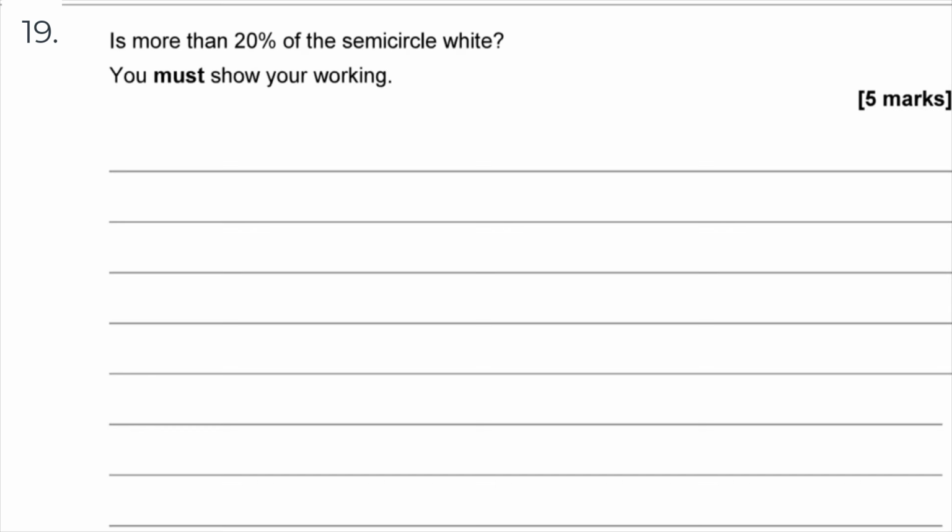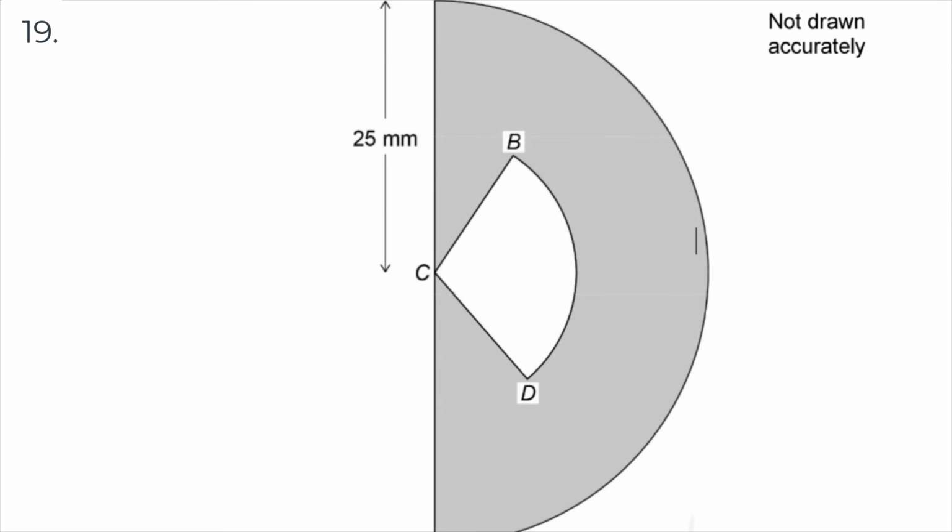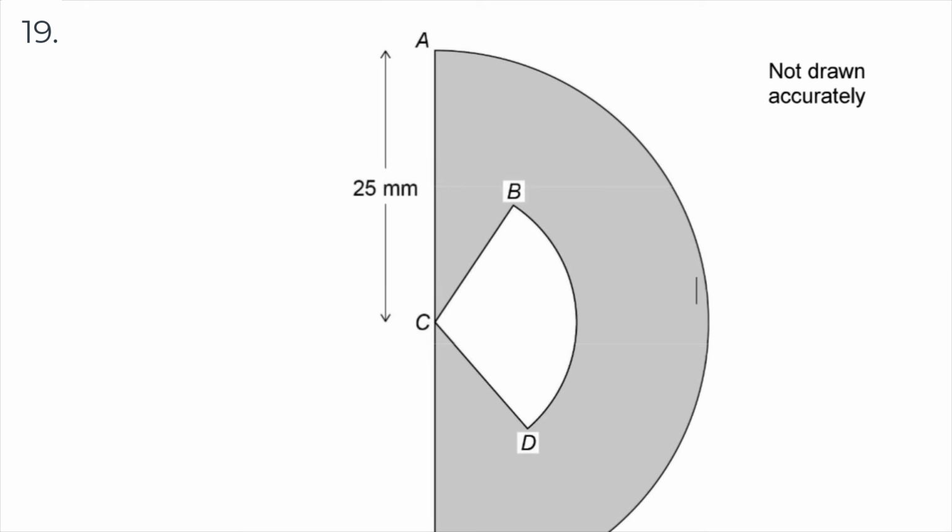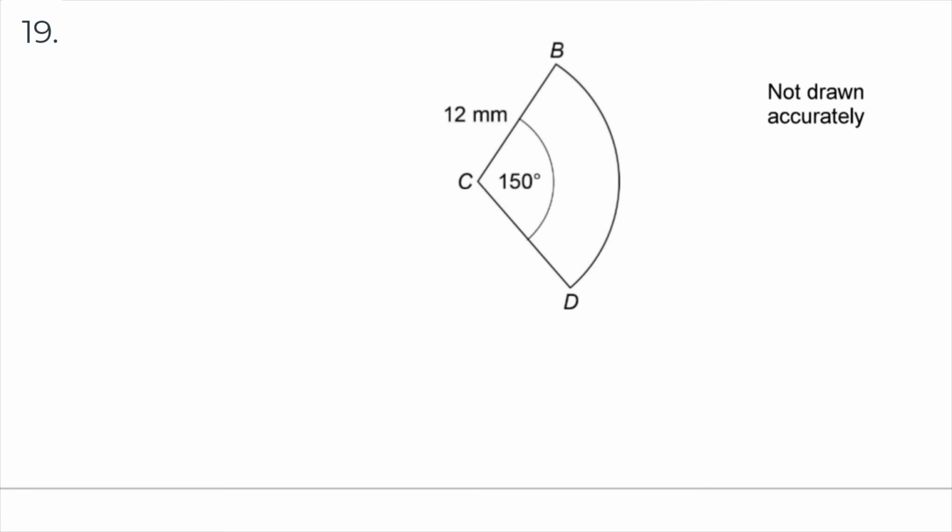Okay, so therefore we're going to have to work out the two different areas and then see if one is 20% of the other. Okay, so where should we start? Well, let's start with the sector, because we have to take the sector away from the other bit, don't we? So let's start with the sector.